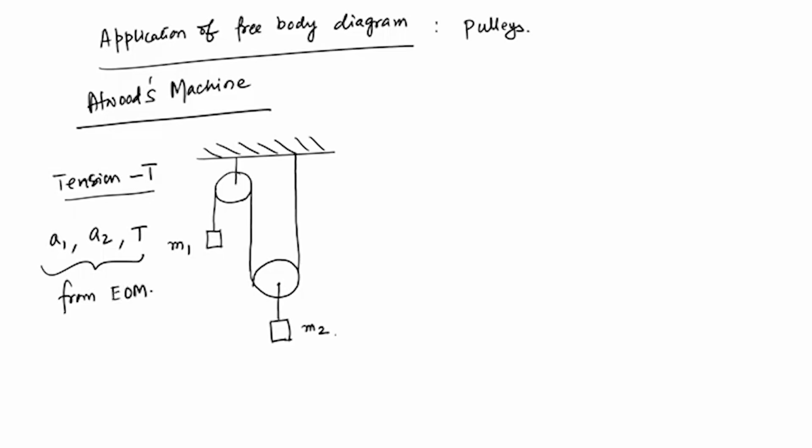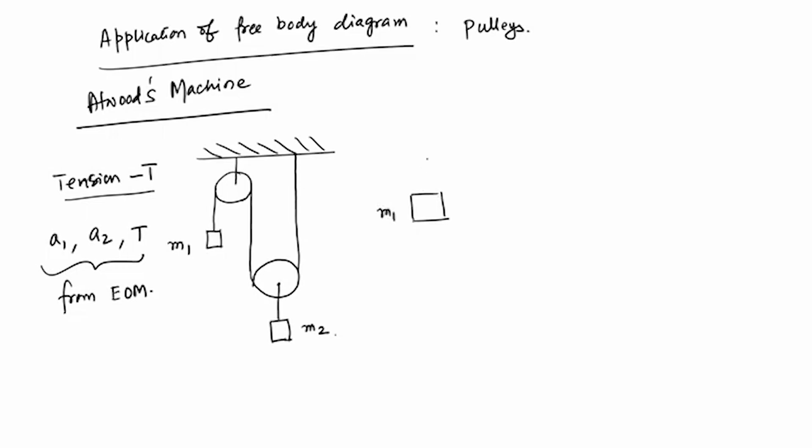These are simple problems. As I said, there is the same string, so the tension is equal everywhere. Let me write down the free body diagram so that we can write down the forces that are acting on the body. What we do is separate out the body and draw the forces that are acting on it. So, this is M1.